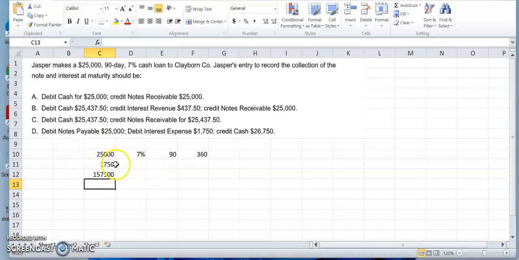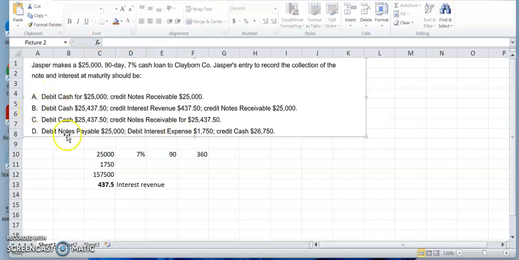So now we took the 1,750 times the 90 days, and then we just need to take this number and divide it by 360. And that gives us 437.50. This is going to be the interest revenue. And there you have it. This is how you solve the problem.